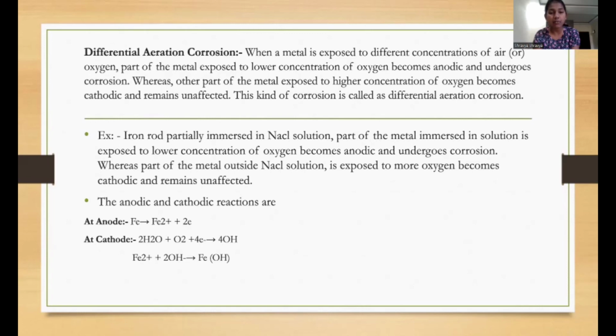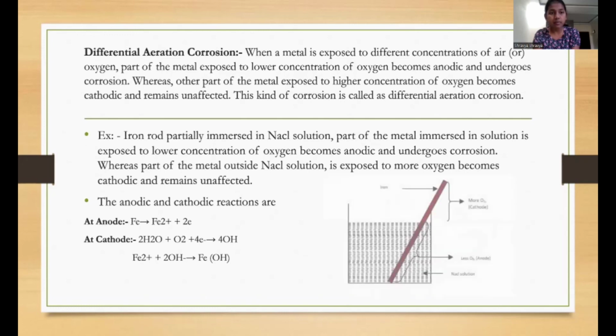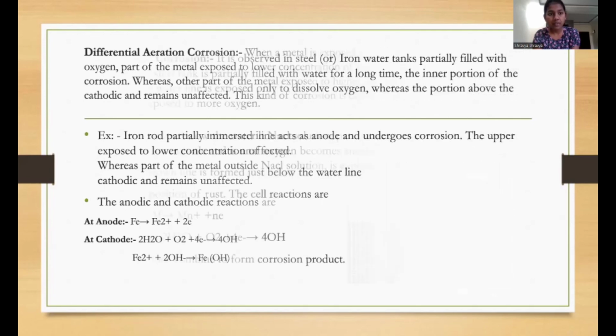whereas the part of the metal outside NaCl solution is exposed to more oxygen, becomes cathodic and remains unaffected. And the anodic and cathodic reactions are: at anode, Fe gives Fe2+ plus 2 electrons. At cathode, 2H2O plus O2 plus 4 electrons gives 4OH-. And iron plus hydroxide gives Fe(OH)2. Here we have the example of aeration corrosion.